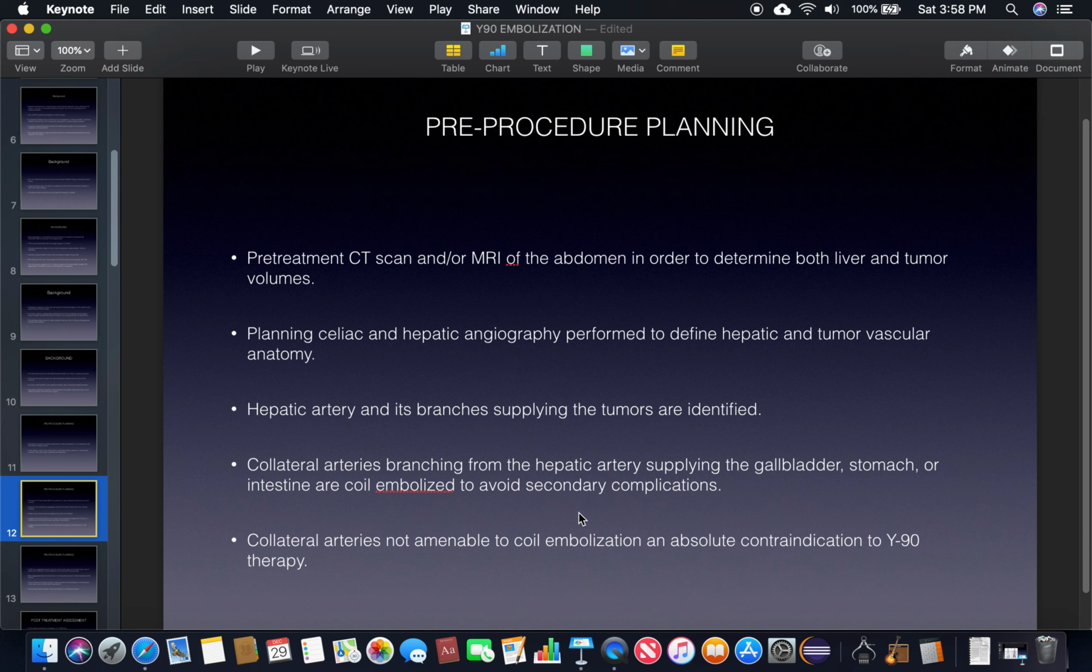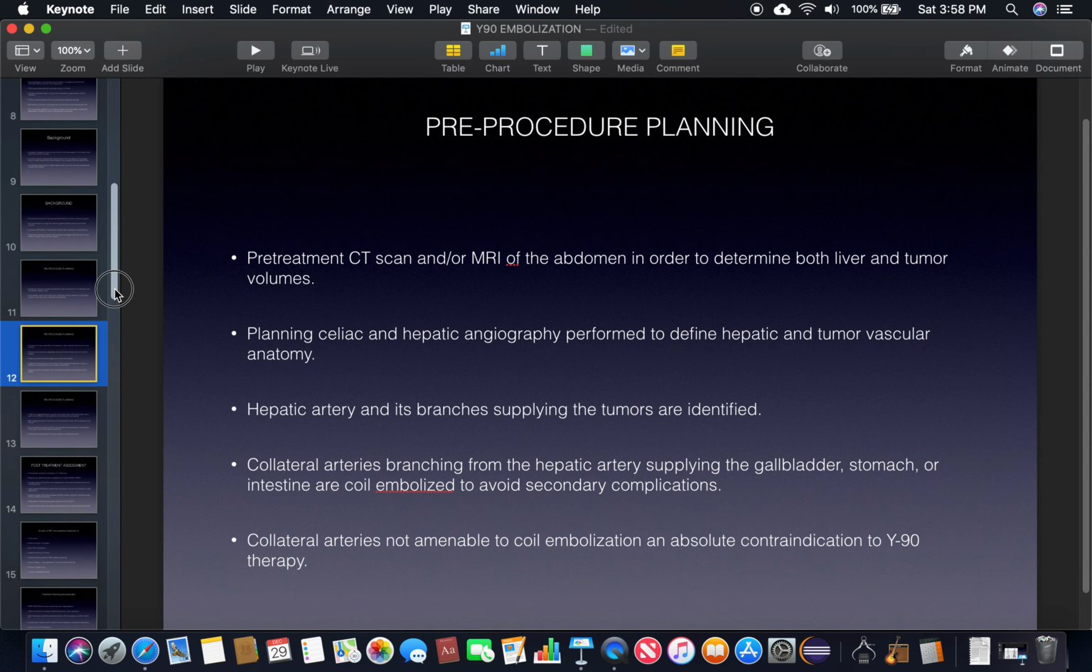Now, this is a key. You must understand this, that if there are any collaterals, they need to be embolized prior to definitive therapy. And if these are not amenable to coil embolization, then it is a contraindication to give yttrium therapy.